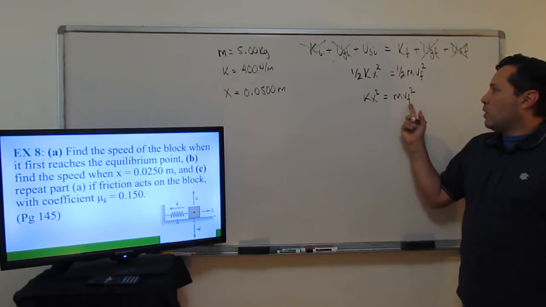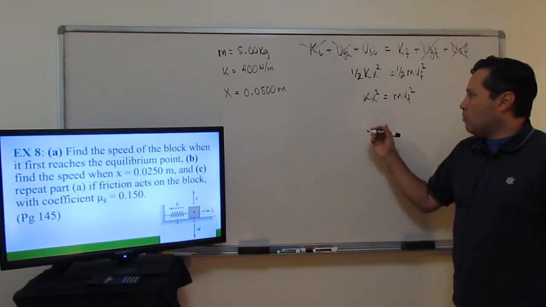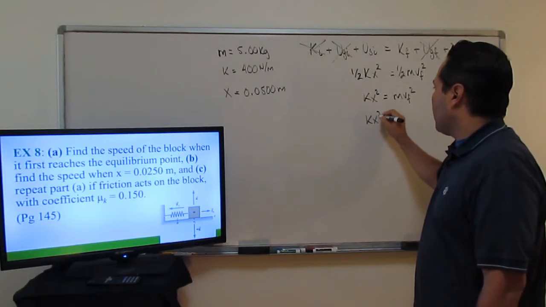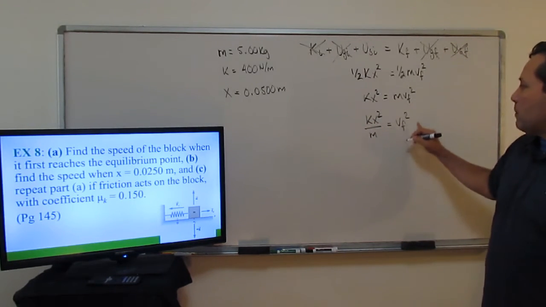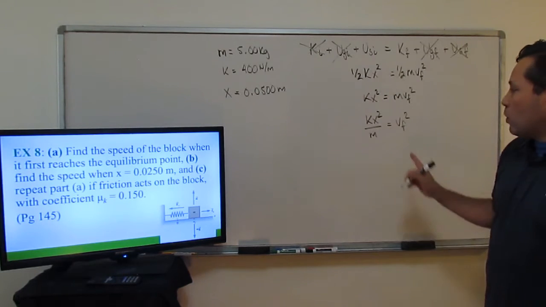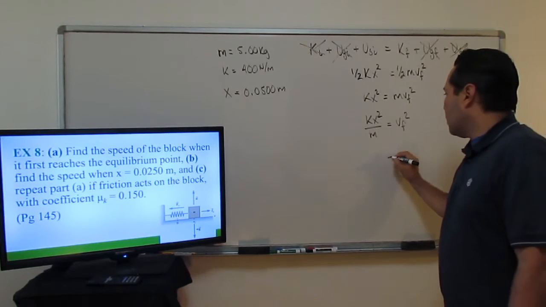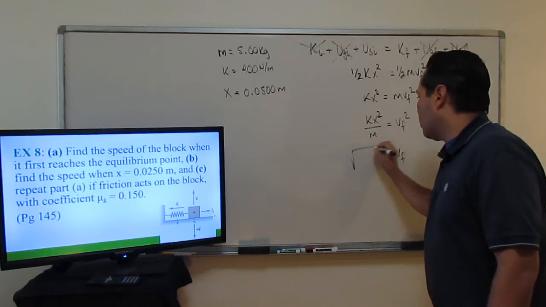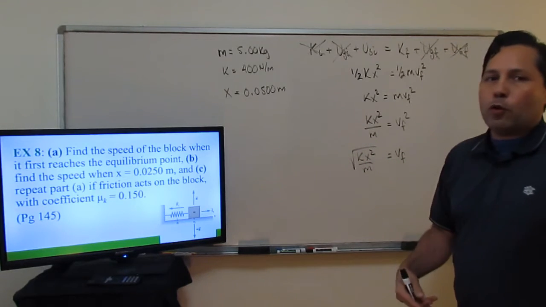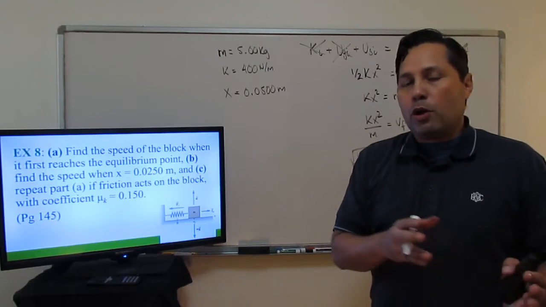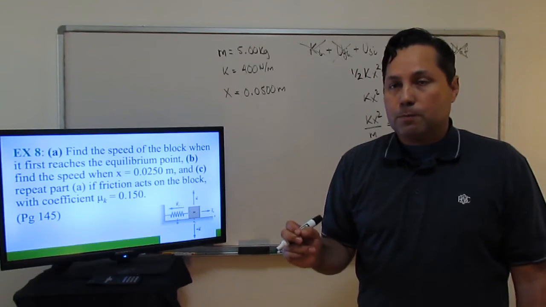Alright, and now we're going to isolate the vf, so I'm going to divide by m on both sides. And that gives us this formula. And last step, I'm going to square root both sides, and that's going to give me vf, which is the square root of k times x squared over m. So that will be our formula to solve for the velocity of the block once it reaches its equilibrium point.